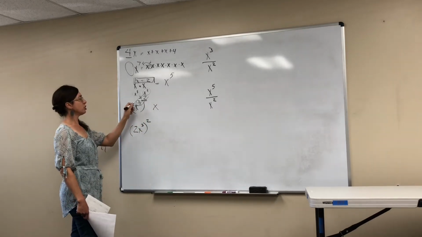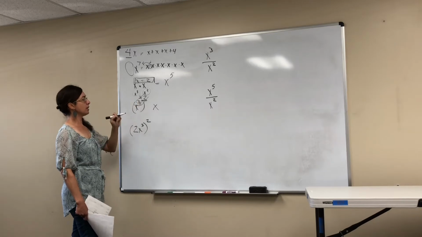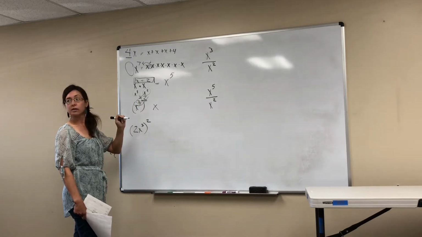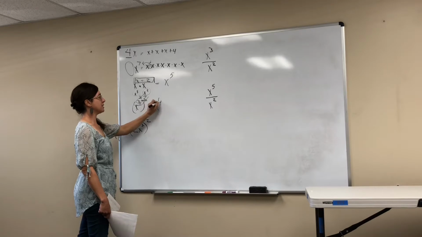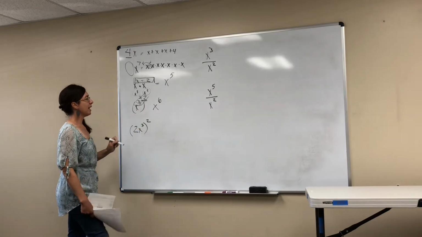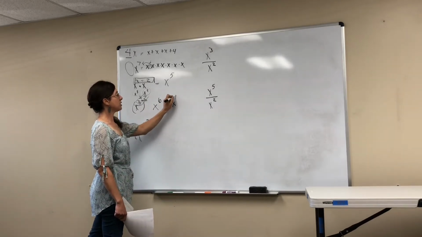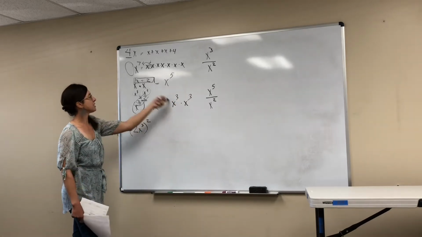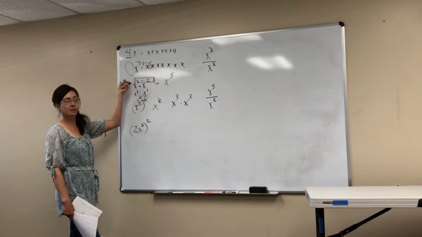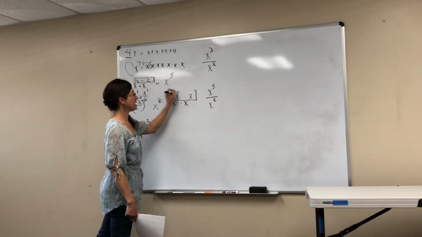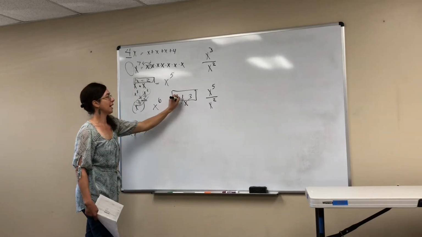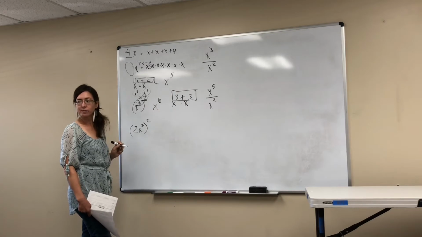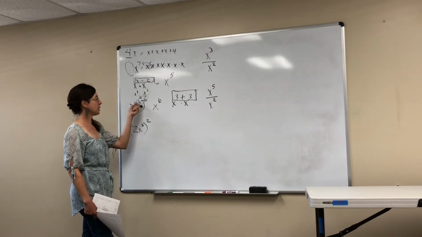x cubed, and the whole thing squared. x to the 6th power. How are we writing it? x to the 6th. Okay? And that's because it really means x cubed times x cubed, which gets us back to our step right beforehand that tells us when they're next to each other, we add the exponents together. Okay? So that's our shortcut step.